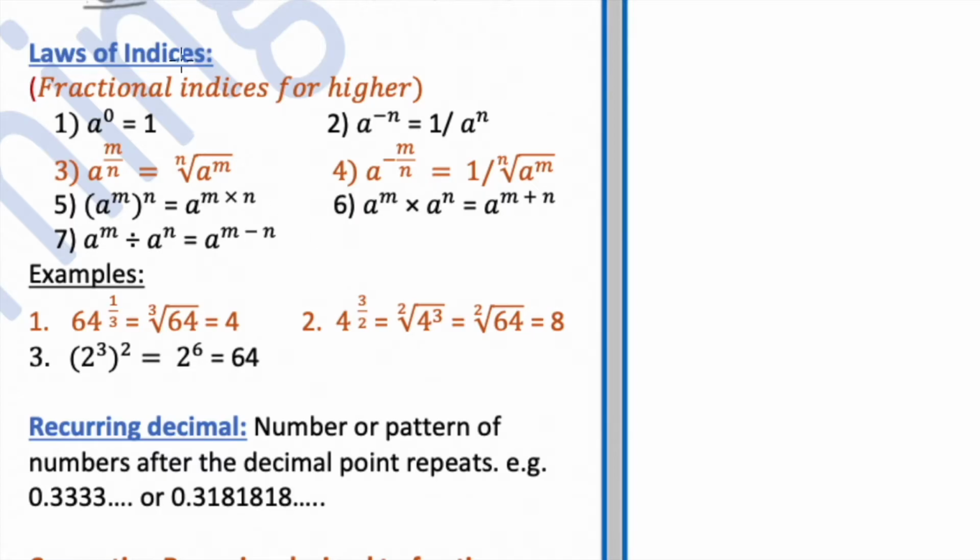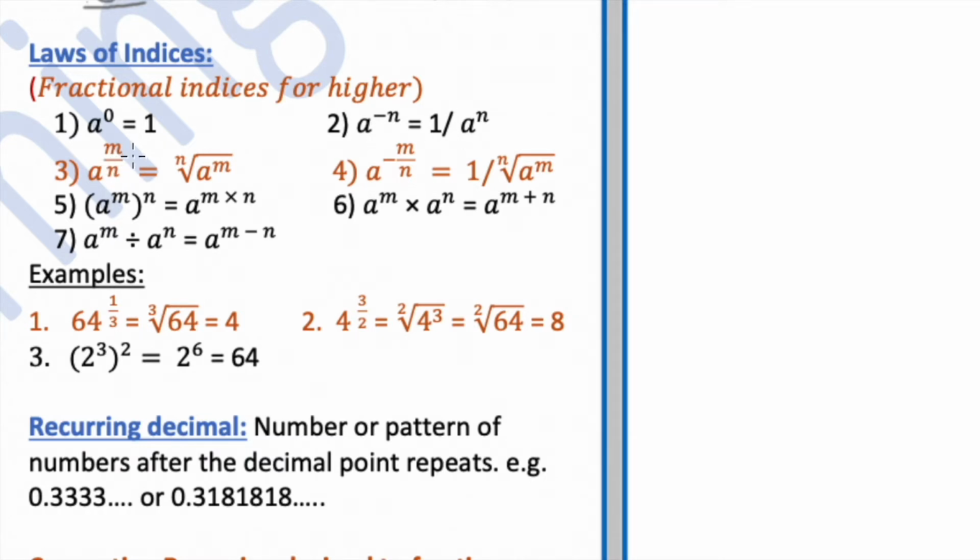In laws of indices, indices could be positive, negative, fractional or integer. You must know all these laws. Look at the first law, the power is 0. Whatever the base is does not matter. Whenever you see power is 0, the answer will always be 1. Look at the second, there is a negative power. Whenever you see a negative power, you have to take the reciprocal like this.